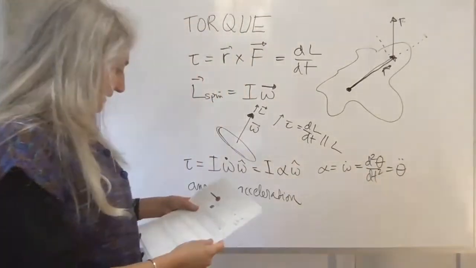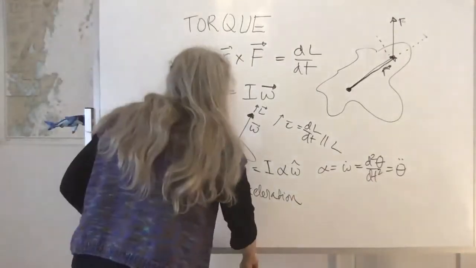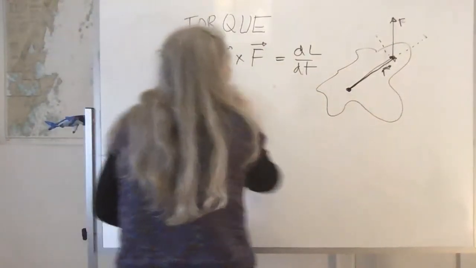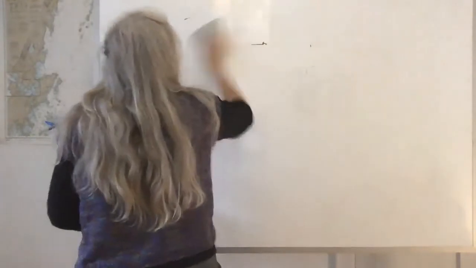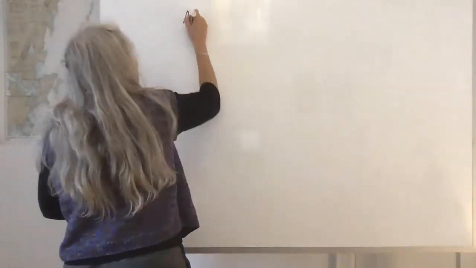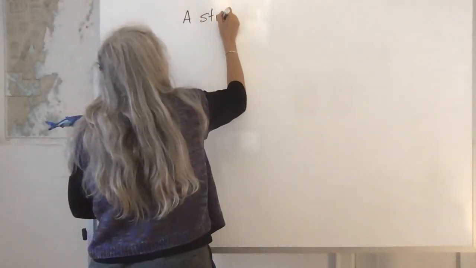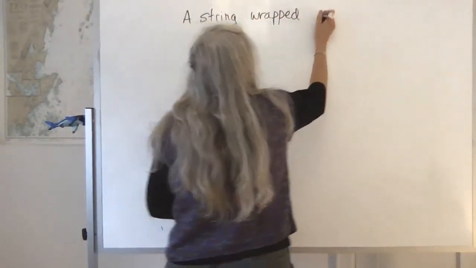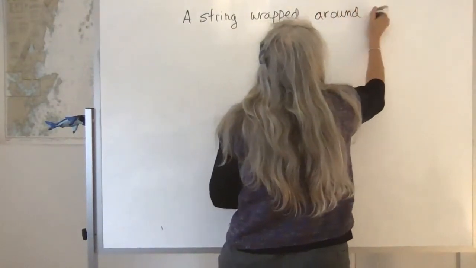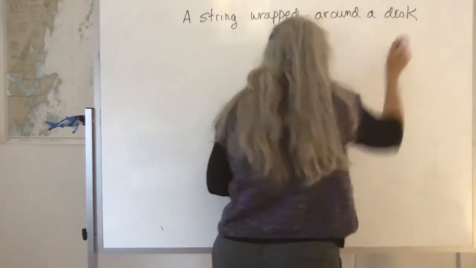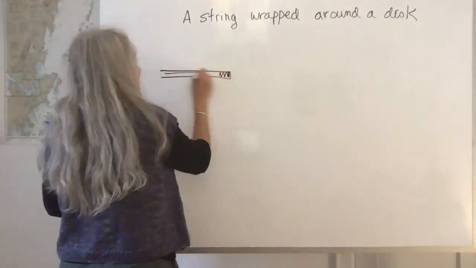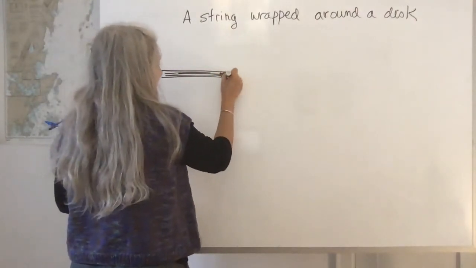Okay, so that's torque. Now we have time for an example. Let's do the example. The example is a string wrapped around a disk. So let's draw the example. I've got this bar here, and there's a pivot. There's my pivot.